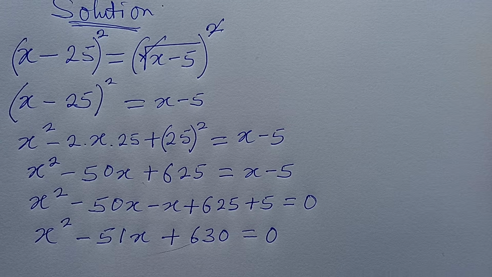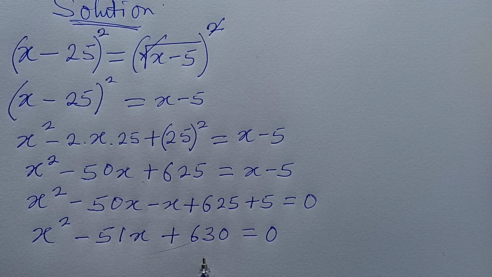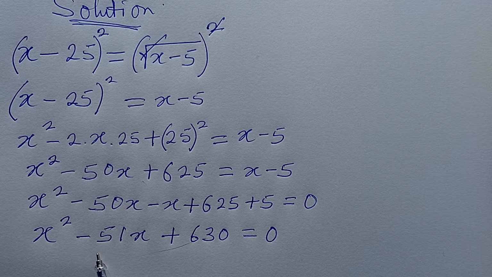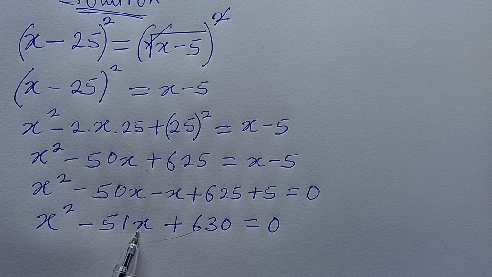Now, this is a quadratic equation. So we take the factors of 630, and among the factors of 630, we look for two of them that when we multiply together will give us plus 630, and when we add them together will give us minus 51. And if we check critically, we're going to discover that minus 21 and minus 30 will give us what we want. And so we rewrite this middle term here.